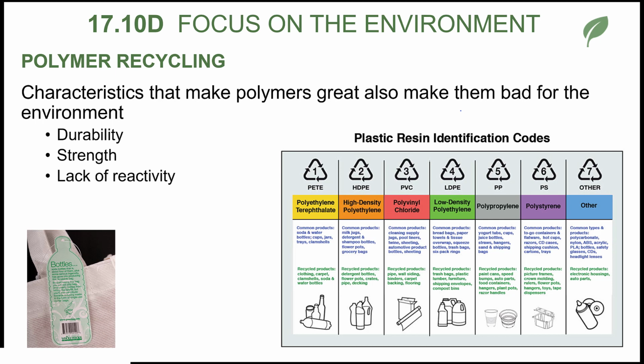There's polymer recycling. Characteristics that make polymers great also make them bad for the environment because they stay around so long. They're built durably, they're strong, and then they don't really react. So there's different varieties. Now, if you've seen these triangles on the bottom of plastic containers, you can see that the material they're made out of varies. So for number 1, you have polyethylene terephthalate. There's high density PET. Polyvinyl chloride is thicker and it's made from different carbon linker units, etc. So you can see the different types of plastics have different recycling codes. So the lower recycling numbers are easier to recycle.